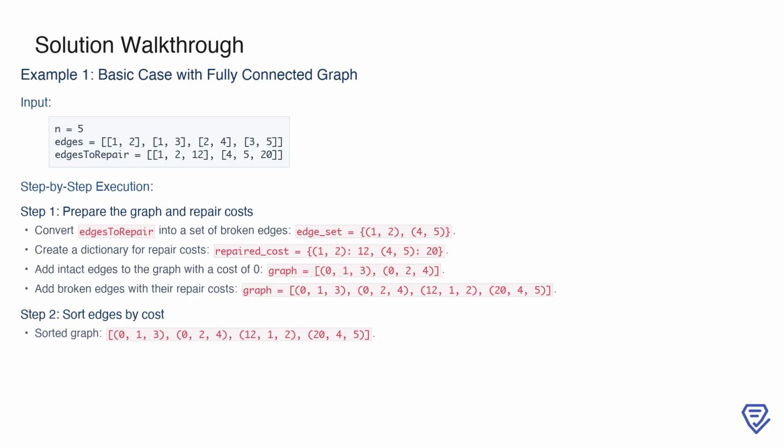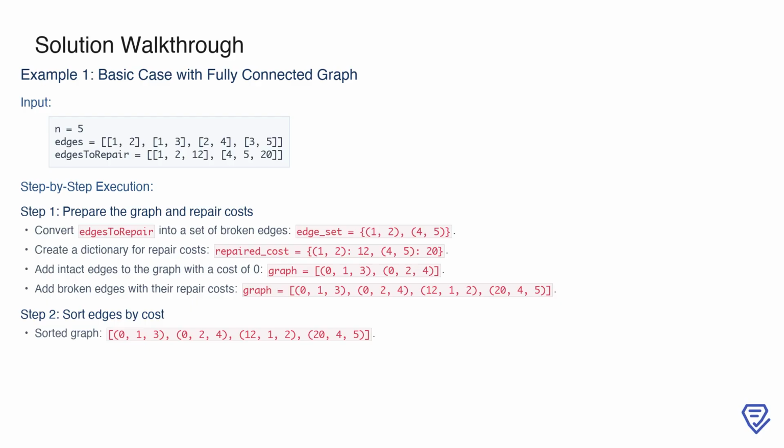To solve this problem, we start by preparing the graph and determining the repair costs. The input specifies n equals 5 nodes and 2 sets of edges, intact edges and edges that need to be repaired. First, we identify the broken edges from edges to repair and store them in a set called edge_set, which contains (1, 2) and (4, 5). We also create a dictionary repaired_cost that maps these broken edges to their repair costs. (1, 2) costs 12, and (4, 5) costs 20.